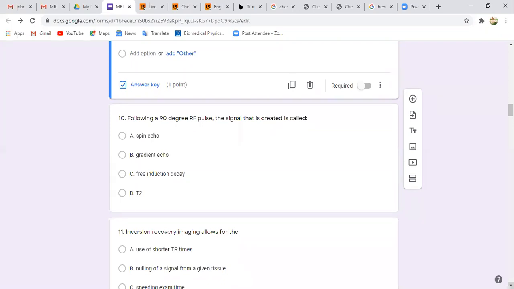In a question like this, if we don't actually know, the best bet is to try and see how much we can eliminate. The more we are able to eliminate, the greater the probability of scoring the question. After we apply a 90-degree pulse and switch off the radio frequency pulse, the protons begin to relax based on both T1 decay and T2 decay, spin-lattice relaxation and spin-spin relaxation. So following a 90-degree RF pulse, the signal created is a free induction decay signal, a signal that decreases with time.